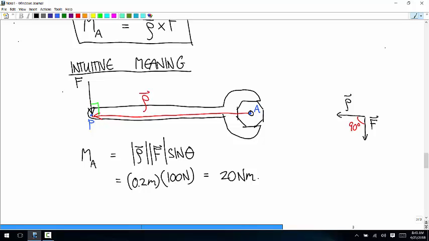And now to think about the direction of rotation, because this is a vector, you need to give the direction. It's the vector from A to P. You can think of it as a position vector where you have your origin at the about point, and then it's the position where the force is applied.